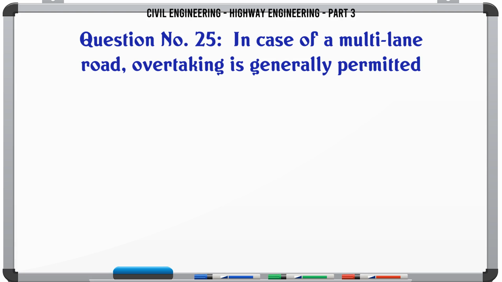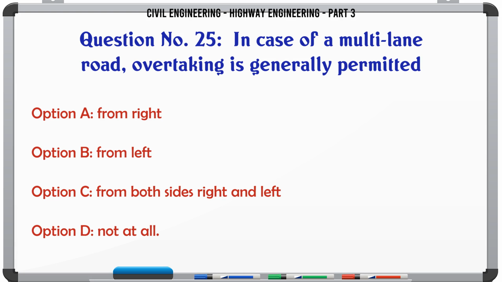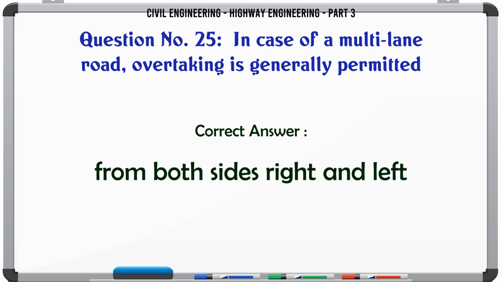In case of a multi-lane road, overtaking is generally permitted A. from right, B. from left, C. from both sides right and left, D. not at all. The correct answer is from both sides right and left.